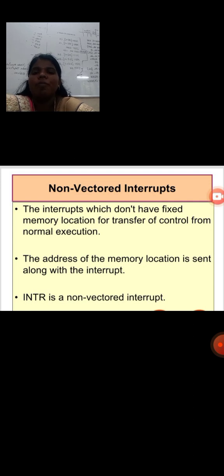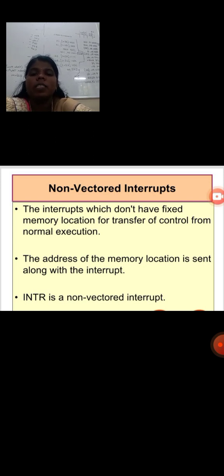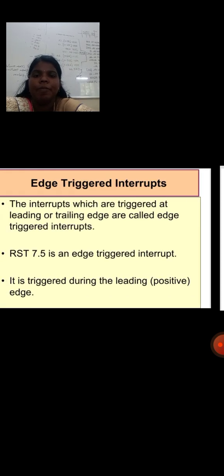Non-vectored interrupt. The interrupt which doesn't have a fixed memory location is called a non-vectored interrupt. The address of the memory location is sent along with the interrupt. The example for non-vectored interrupt is INTR, that is interrupt request, which is an example of a non-vectored interrupt of 8085.